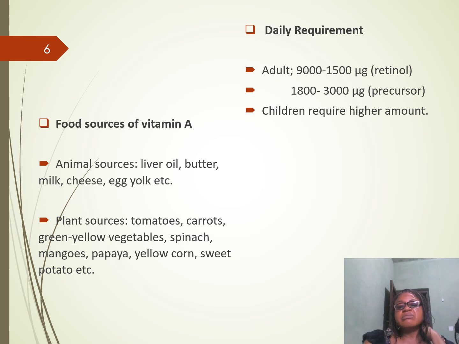Then the daily requirements. Adults require about 900 to 1,500 microgram of retinol. That is the animal form of vitamin A, coming from the animal sources listed there. Then 1,800 to 3,000 microgram coming from the precursor, that's the carotenoid form. Children require higher amounts of vitamin A, though not specified yet.